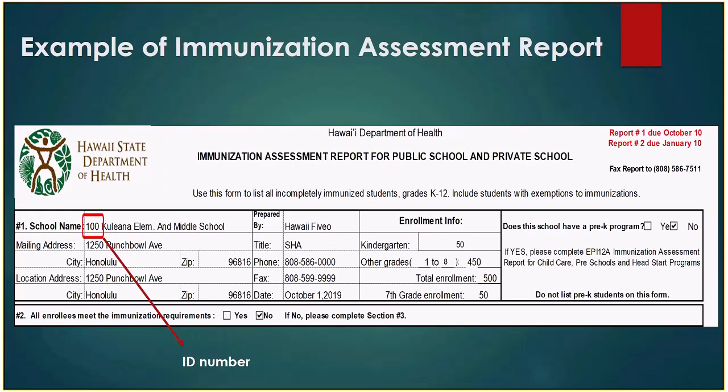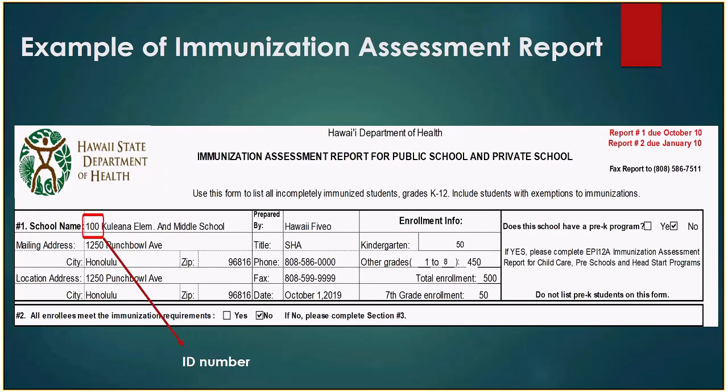For our example today, we will be using the EPI-12B form. To complete the immunization assessment report, fill in the school's ID number, name, mailing, and location address, followed by the information of the person preparing the report. Then complete the enrollment information. Remember that your total enrollment should be the sum of the kindergarten and other grades fields. If your school includes 7th grade, include that enrollment number in the other grades line.